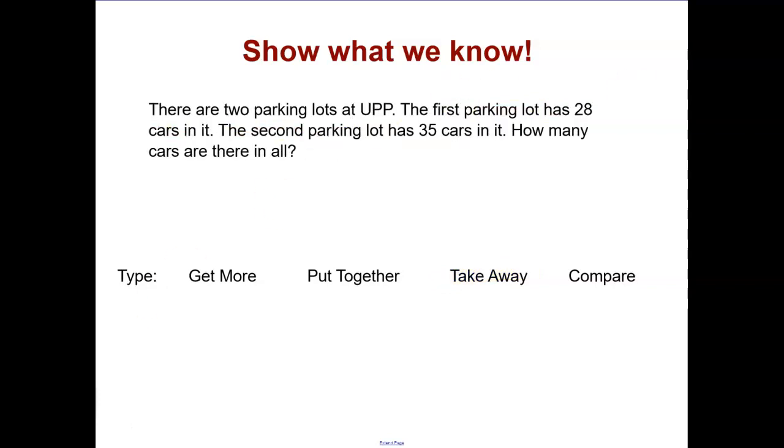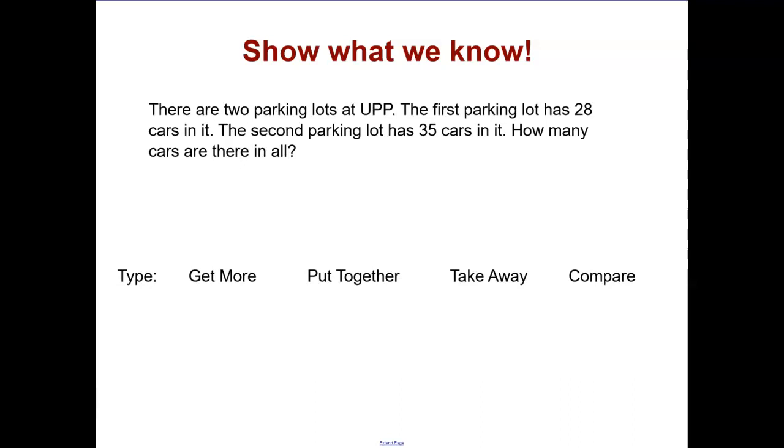Okay, once together, and then you'll read once by yourself. Read it with me. There are 2 parking lots at UPP. The first parking lot has 28 cars in it. The second parking lot has 35 cars in it. How many cars are there in all? Your turn. You guys read it, and you guys highlight those key details that tell you the problem type. Use your problem-solving hands to act it out if you'd like.